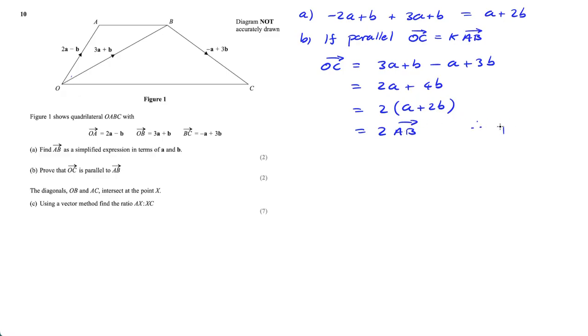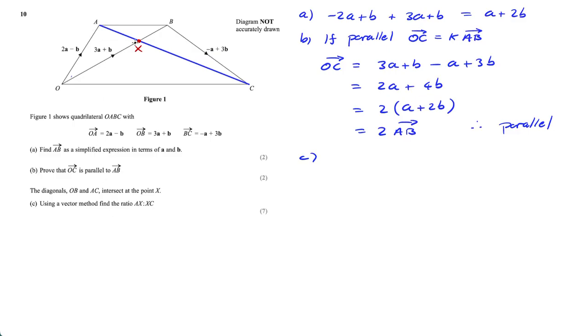Okay, part C. The diagonals OB and AC intersect at point X. Okay, so let's draw that. This here to here, they meet at point X. Using a vector method, find the ratio AX to XC.